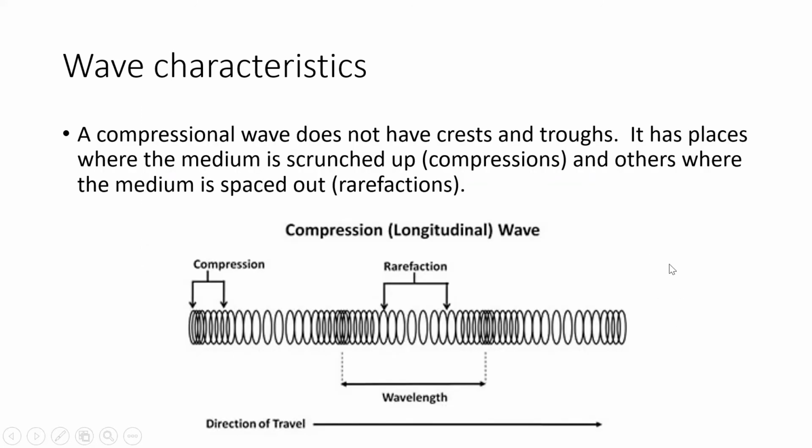And if we're looking at a compressional wave, it does not have crests and troughs, but it does have places where the wave is scrunched up. So like the slinky, the bands of the slinky are scrunched or stretched out. Where they're scrunched together, that's a compression, and where it's stretched out, it's called a rarefaction. So the wavelength would be from like point to like point, so from compression to compression, or from rarefaction to rarefaction.